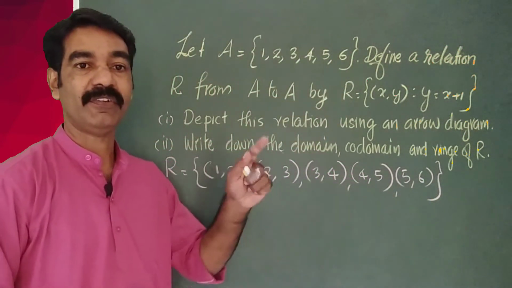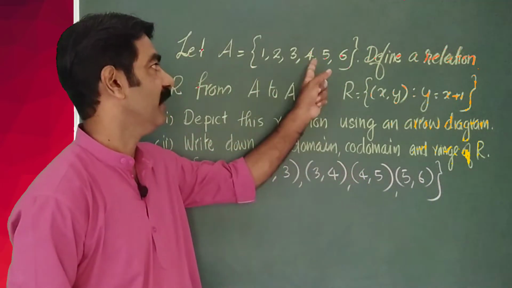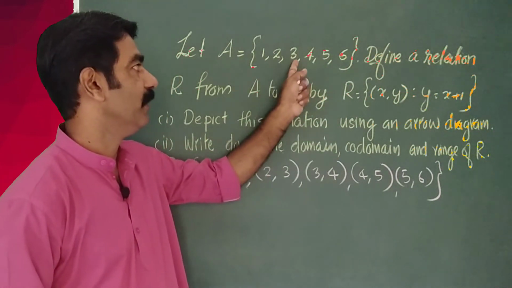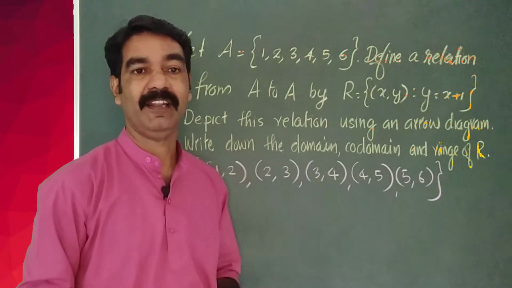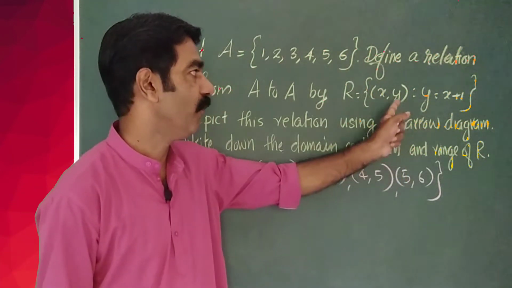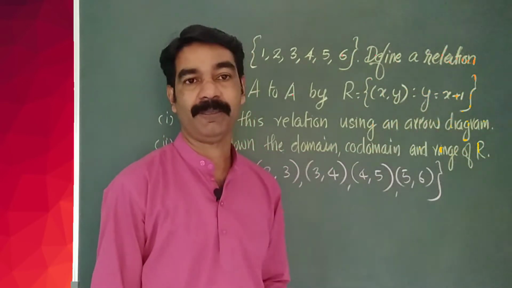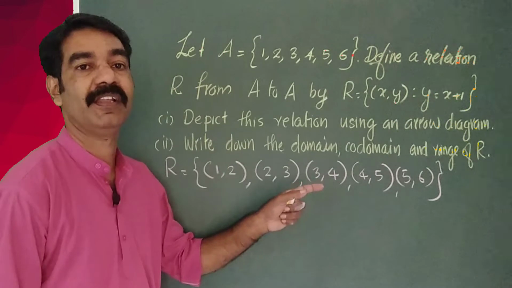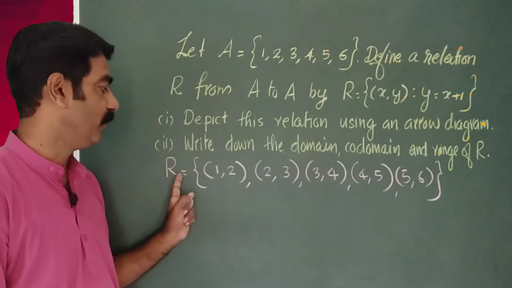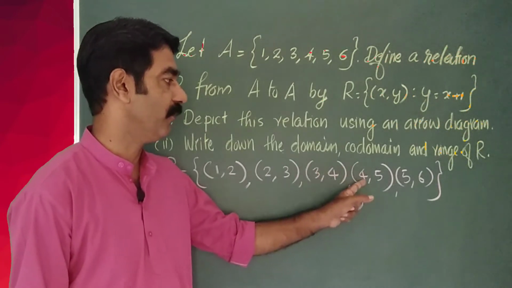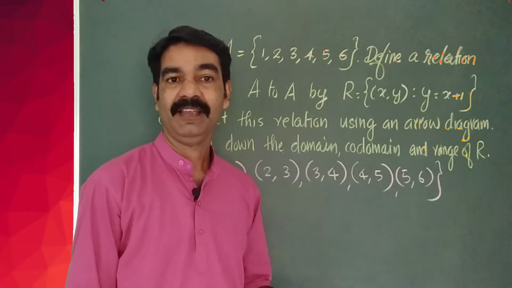So will there be 6, 7? No. Why? Because 7 is not here. In A, 1, 2, 3, 4, 5, 6 are the elements. So it is a relation from A to A, and in the relation y is equal to x plus 1. The second element should be 1 more than the first element. So R is equal to the set of ordered pairs (1, 2), (2, 3), (3, 4), (4, 5) and (5, 6).